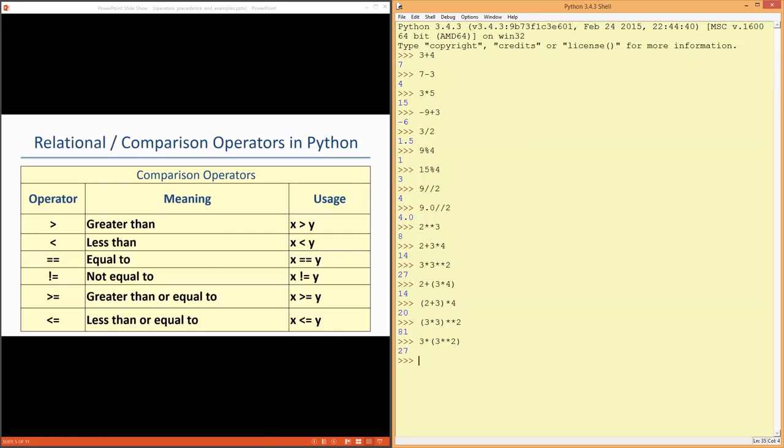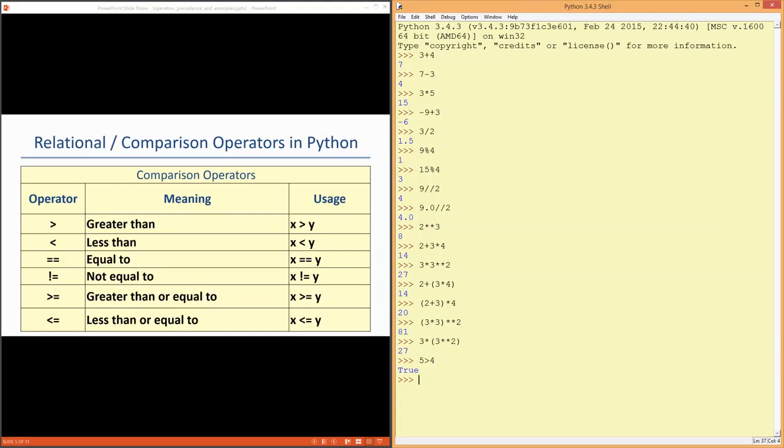Let me start with a very simple example such as 5 greater than 4. Remember that when you are using these comparison operators, you are not telling Python to do anything, you are asking. For example, when you say 5 greater than 4, you are not stating that 5 is greater than 4. You are asking, is 5 greater than 4? And of course the answer is true.